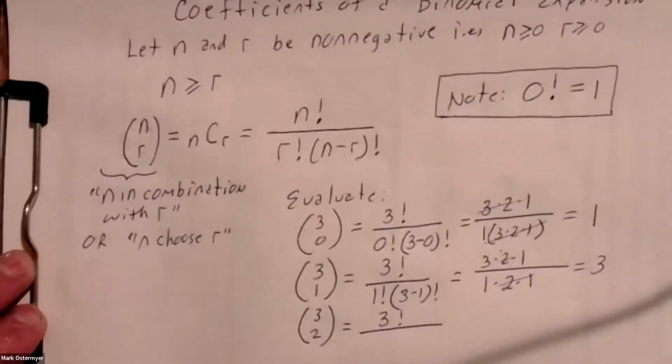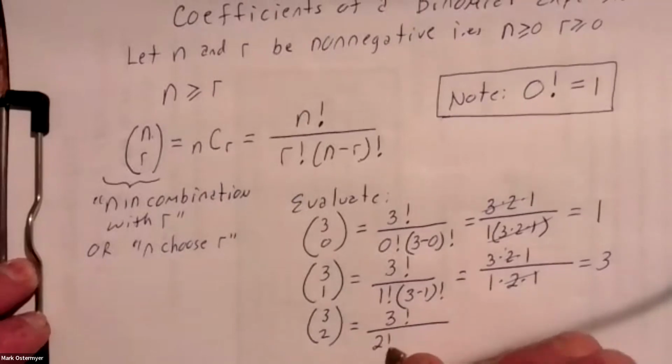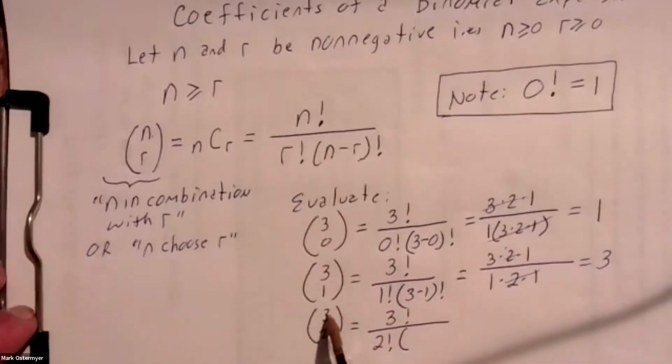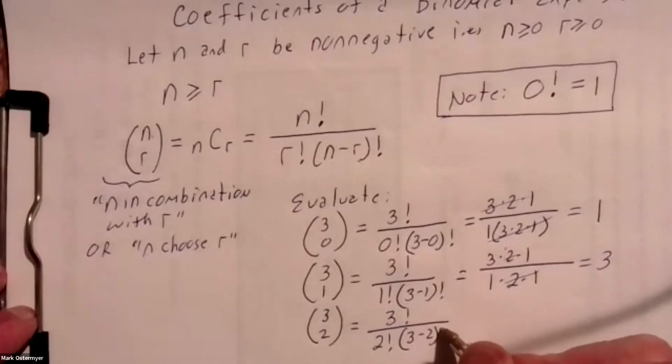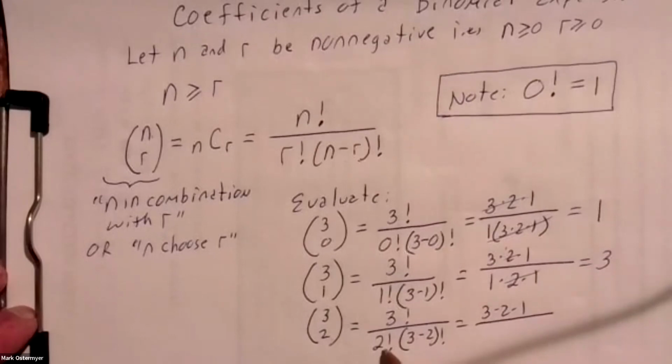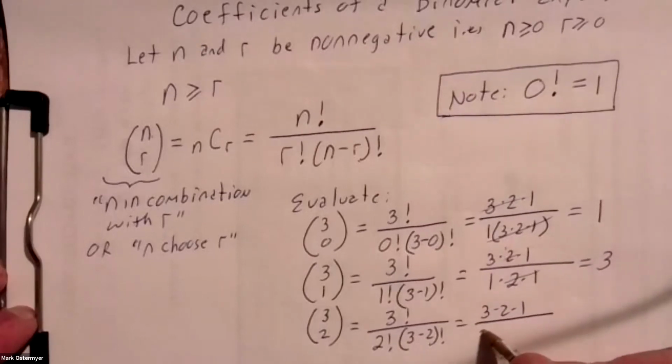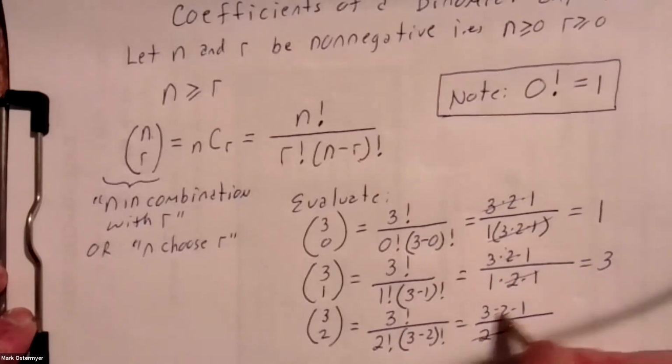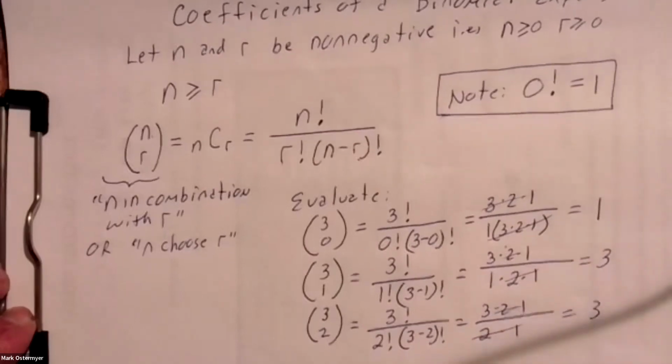So we have 3 factorial over 2 factorial times (3 minus 2) factorial, where n is 3 and r is 2. This is going to be 3 times 2 times 1 on top. 2 factorial is just 2 times 1, or 2. 3 minus 2 is 1, and 1 factorial is 1. So this reduces down to 3.